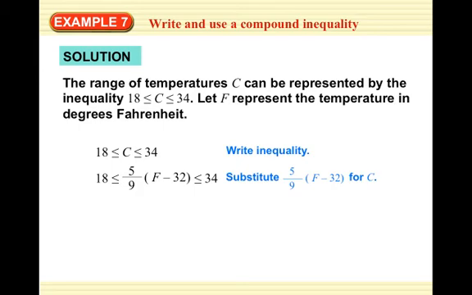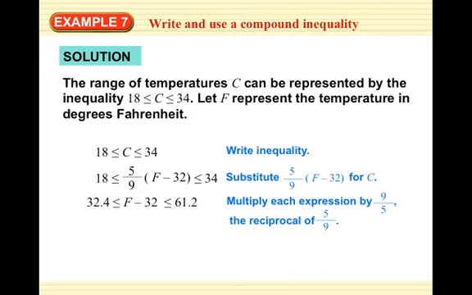Okay, so to undo this, probably the easiest way to approach this is go ahead and take care of that 5/9 that's multiplying the F minus 32. So we divide by 5/9, which is the same thing as multiplying by its reciprocal. So we're going to multiply each part by 9/5. Okay, we multiply each expression by 9/5 because it's the reciprocal of 5/9, and that'll make it cancel.